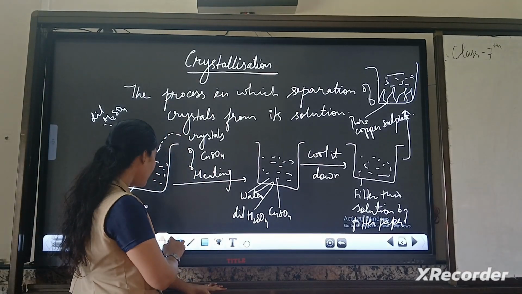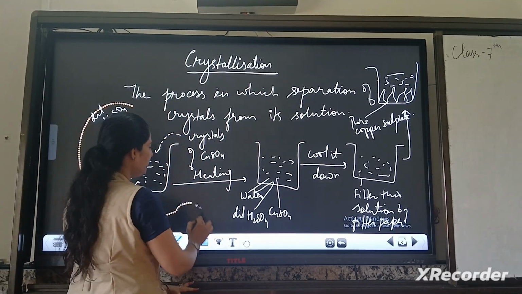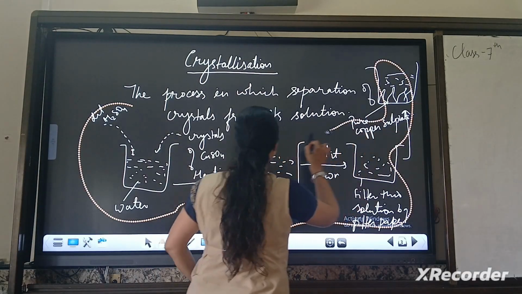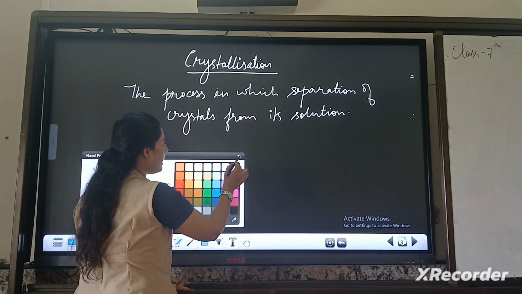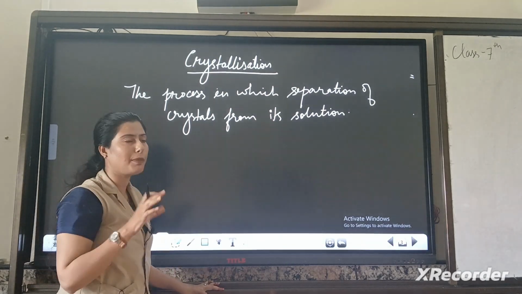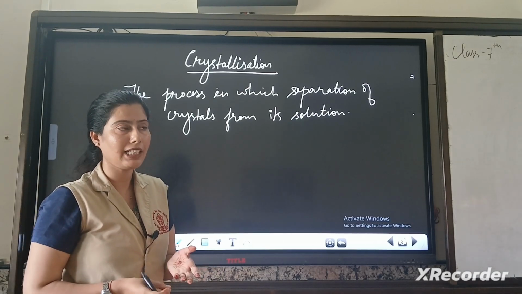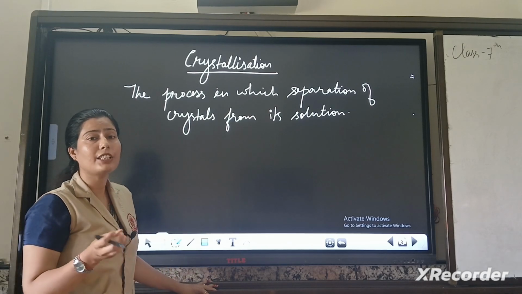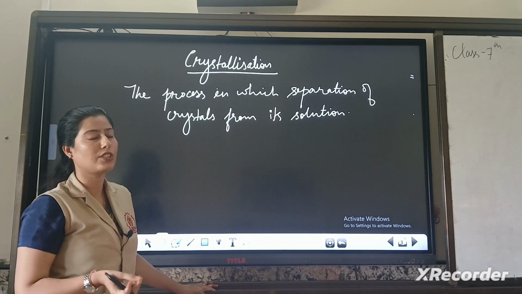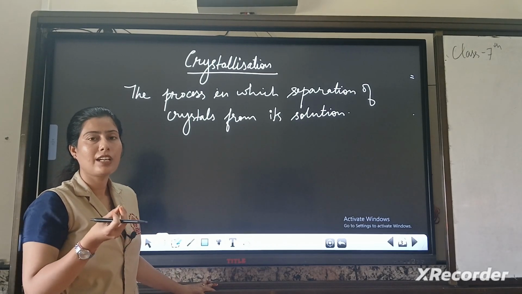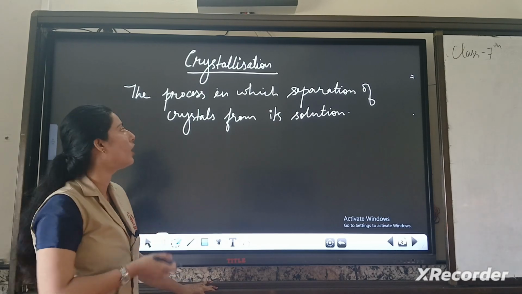Now, where do we use this process of crystallization in everyday life? Many times you have seen in your homes your mother converting sugar solution into sugar crystals. Again, this is also a type of crystallization, and the formation of salt, NaCl, is also an example of crystallization. What happens in NaCl? You just evaporate the water which is present in a mixed form and get your crystals of NaCl.